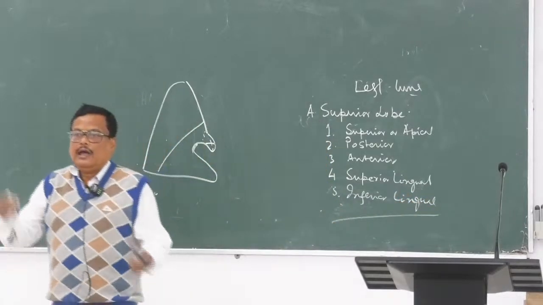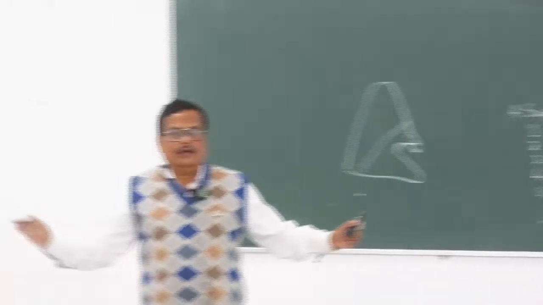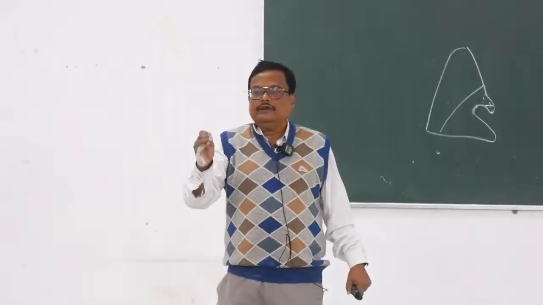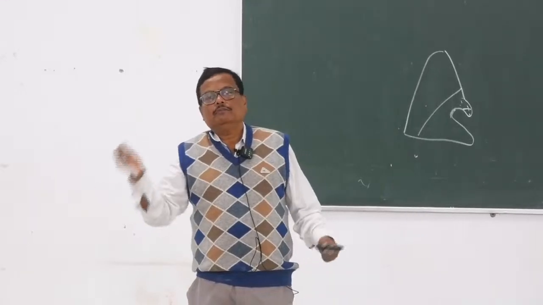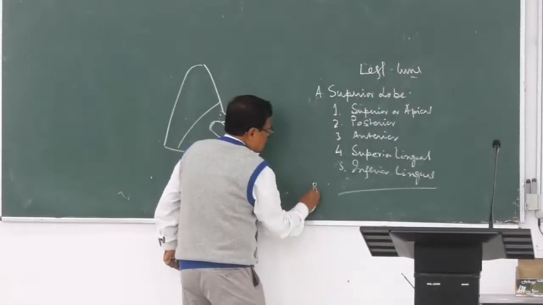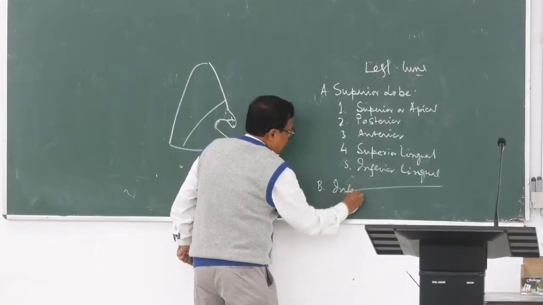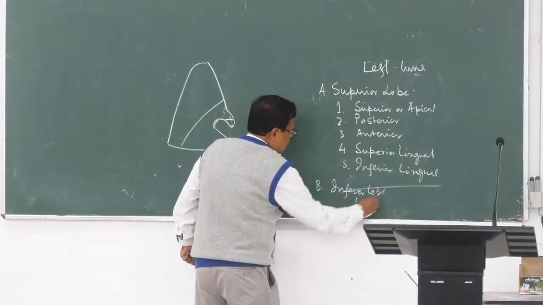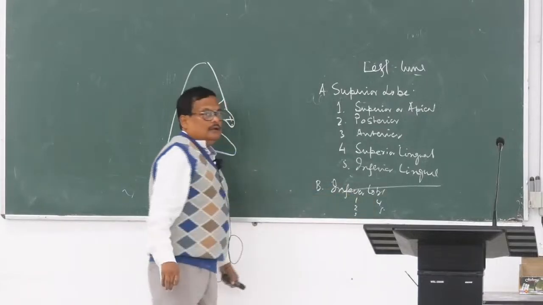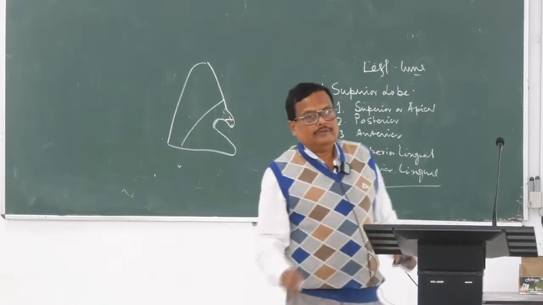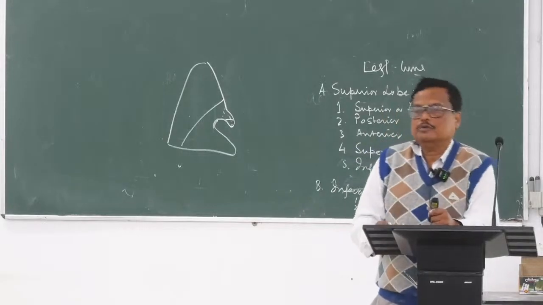But such, and lower lobe same like a right lung. Superior, medial basal, anterior basal, lateral basal, posterior basal. And inferior lobe same, superior, medial basal, anterior basal, lateral basal and posterior basal.